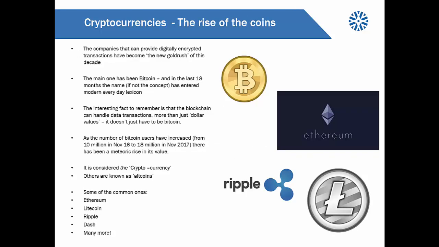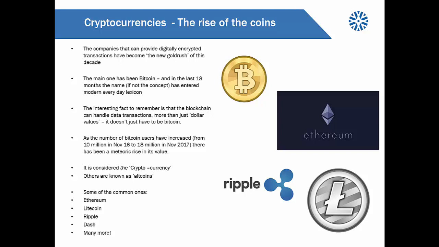Basically, the companies that can provide these digitally encrypted transactions have become the new gold rush of this decade, in the same way that .com was at the end of the 90s. The main one has been Bitcoin, and in the last 18 months that name has pretty much entered the modern everyday lexicon. You might not know what Bitcoin is, you might not know how it operates, but you've probably heard people talking about it. Bitcoin is the totem pole, the main rallying point for the cryptocurrency world.